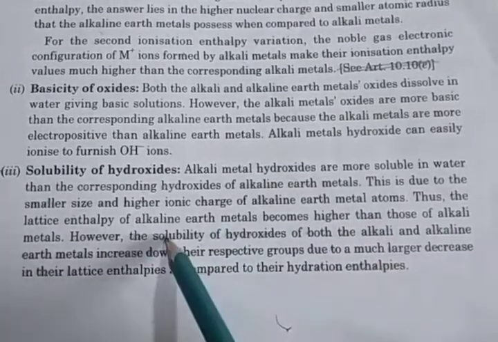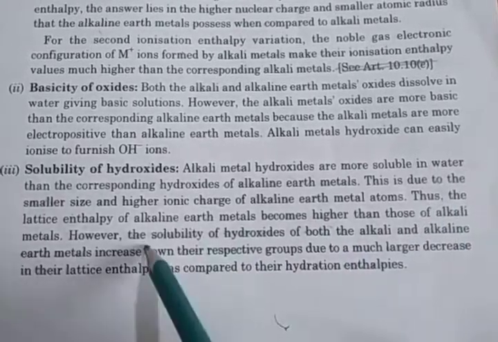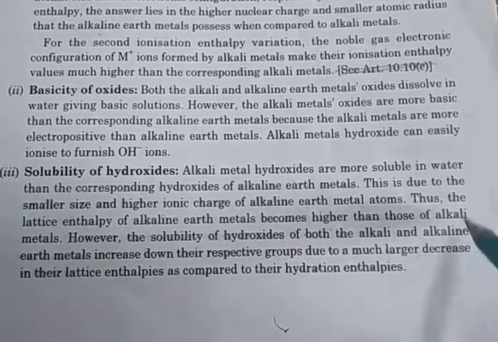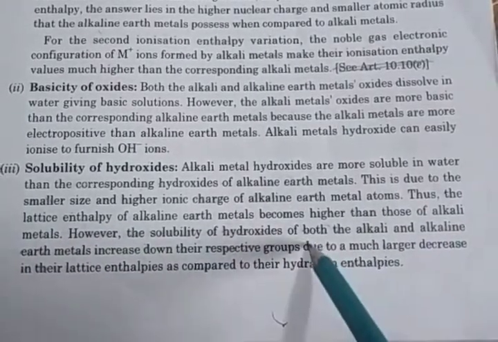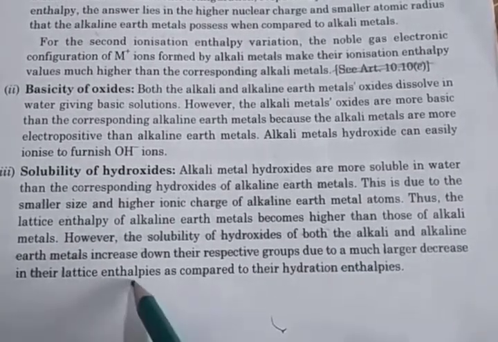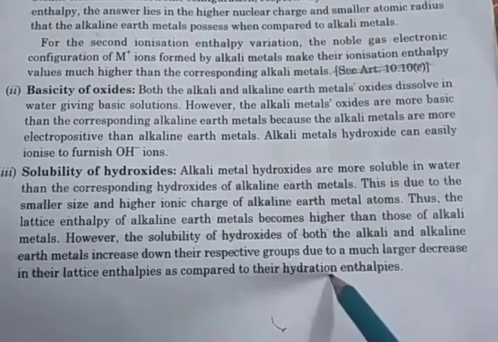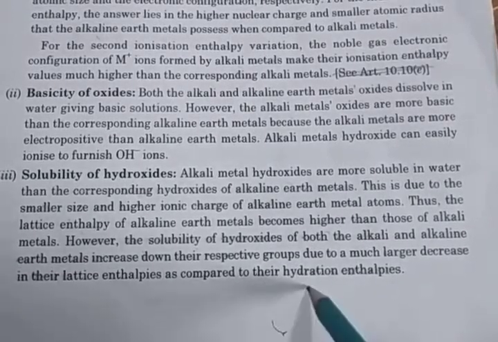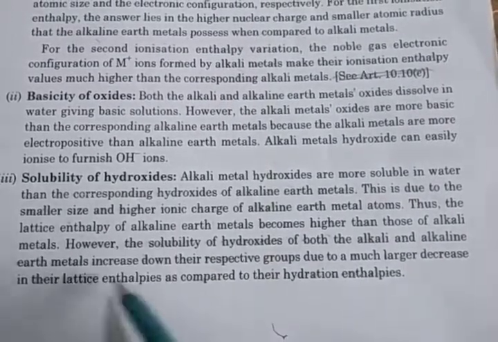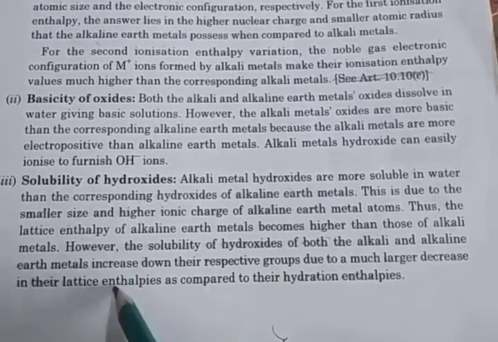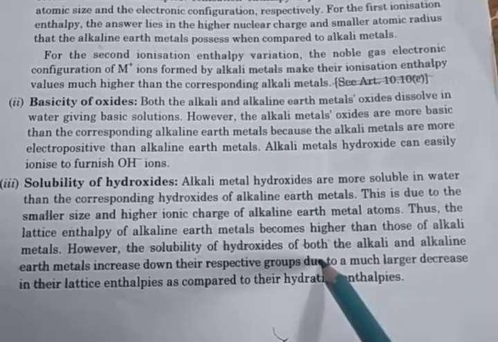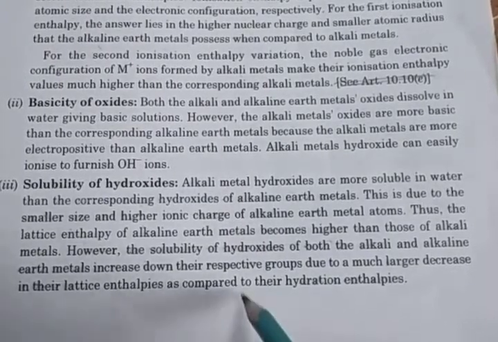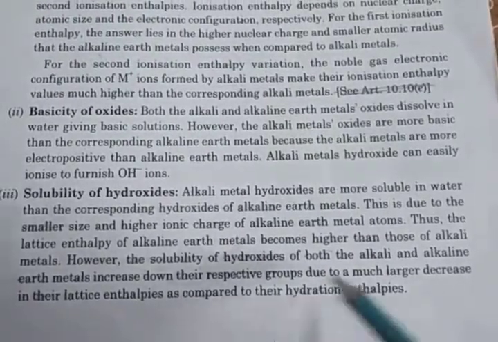So the lattice enthalpy of alkaline earth metal hydroxides becomes higher than that of alkali metals because the size is small and the ionic charge is high. The solubility of the hydroxides of both the alkali and alkaline earth metals increases down their respective groups, due to a much larger decrease in their lattice enthalpy as compared to their hydration enthalpy.